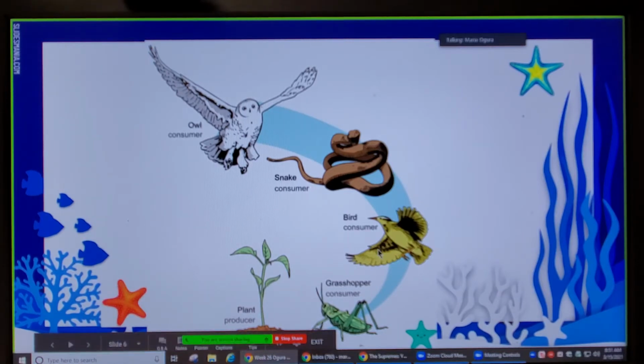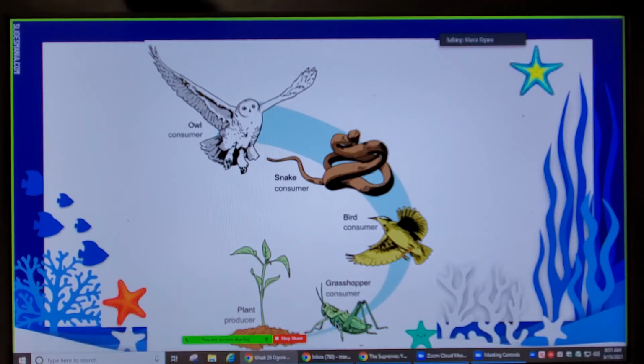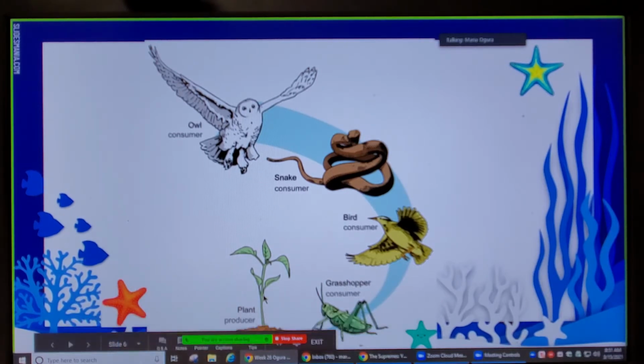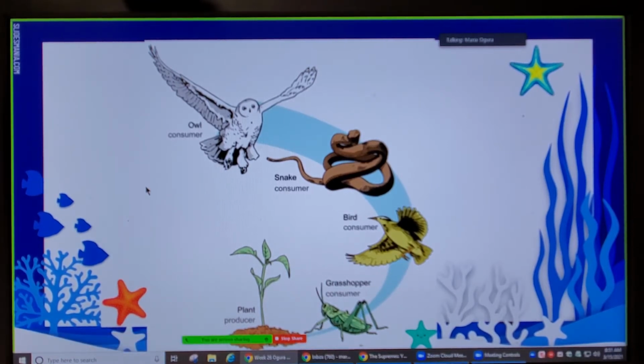Like the bird may eat seeds and grasshoppers. Well, the seeds come from wheat. That's an organism as well. Don't forget that. Plants are organisms. So we can see the chain, the connection. This one is linked to this one, is linked to this one, is linked to that one, and so forth. So we call that a food chain.